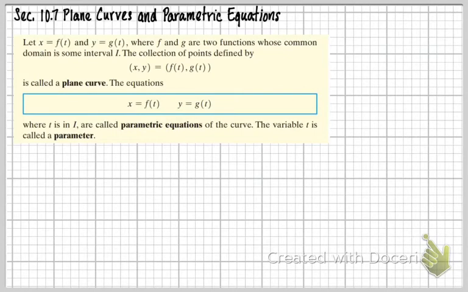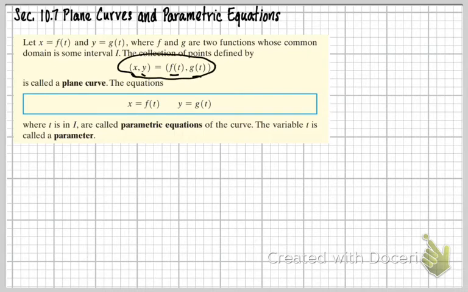Section 10.7, plane curves and parametric equations. This is a definition here, 3 definitions actually. It says let x equal f(t) and y equal g(t), where f and g are 2 functions whose common domain is some interval I. The collection of points defined by x = f(t) and y = g(t) is called a plane curve. So this is a plane curve right here.